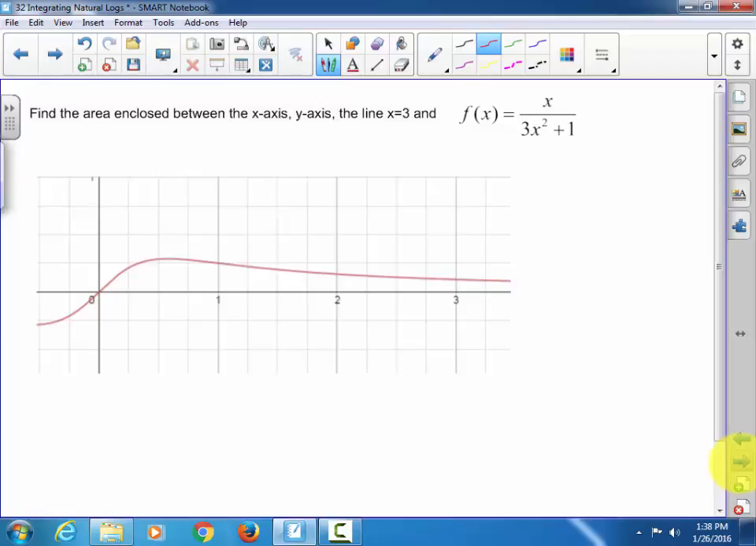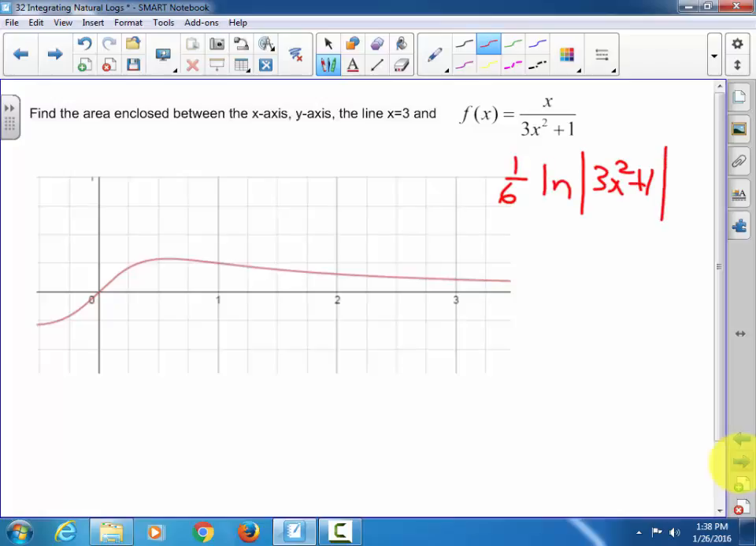Find the area enclosed between the x-axis, the y-axis, the line x equals 3, and that function. Well, we just integrated that thing over on the other page. And we found out that the antiderivative was 1/6 the ln of 3x squared plus 1.